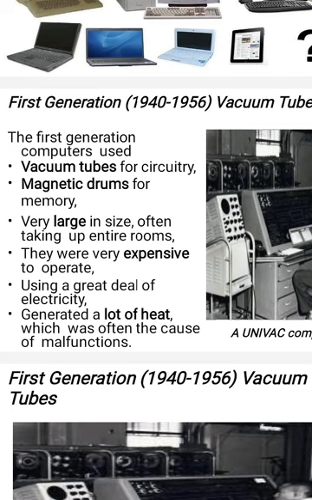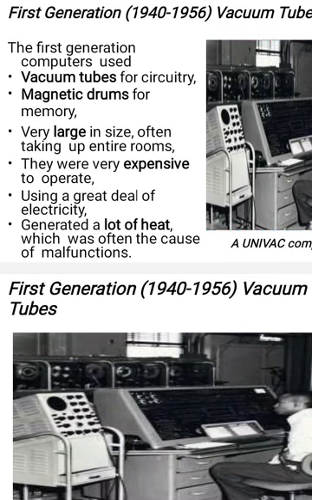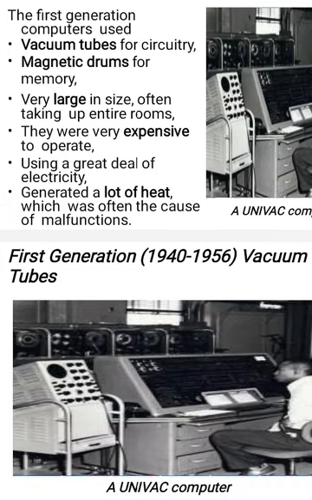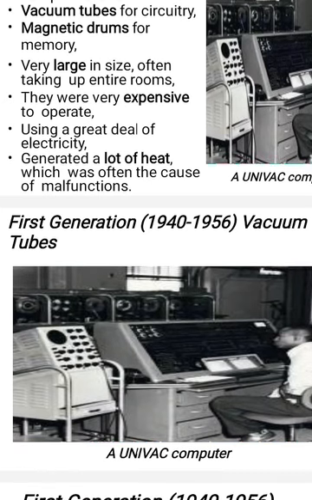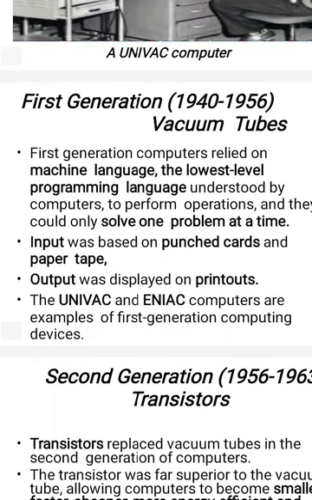And magnetic drums were used for memory, that is, for storage. Later on, newer versions came, like magnetic tapes and magnetic discs. The magnetic drums were the older ones, and they were very large in size, almost taking up the entire room. They were very expensive to operate, needed a large amount of electricity, and a lot of heat was generated. And to overcome these things, the second generation came into the picture.